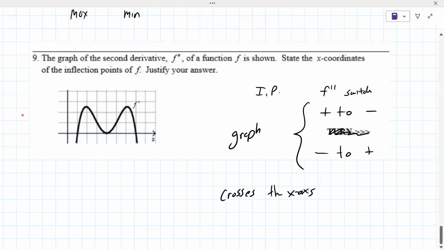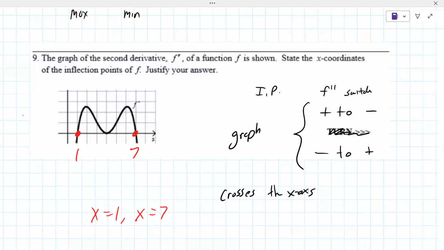So where does it cross the x-axis? Where does this graph cross the x-axis? Yeah, 1 and 7. Those are both inflection points. x equals 1, x equals 7.